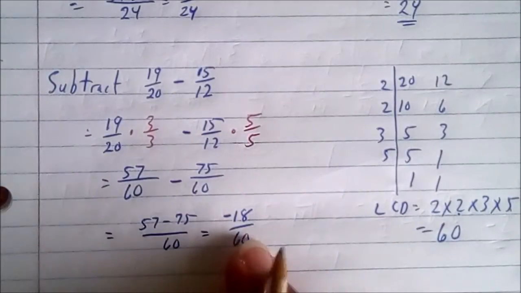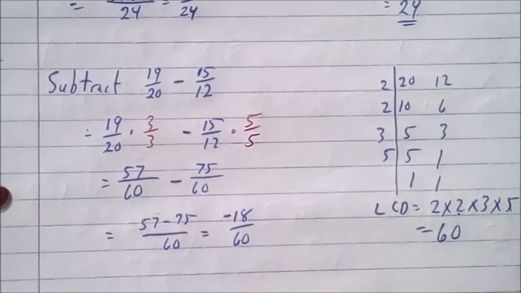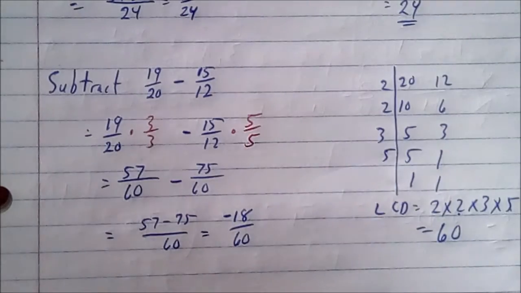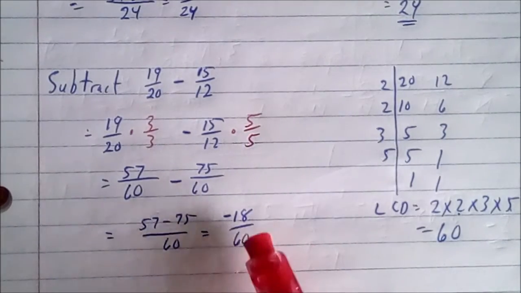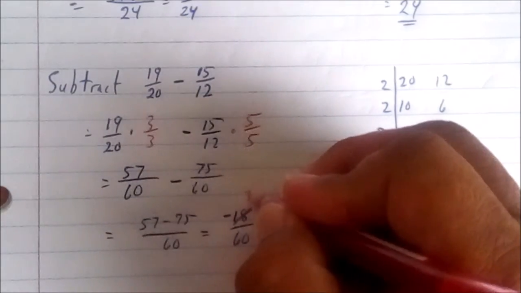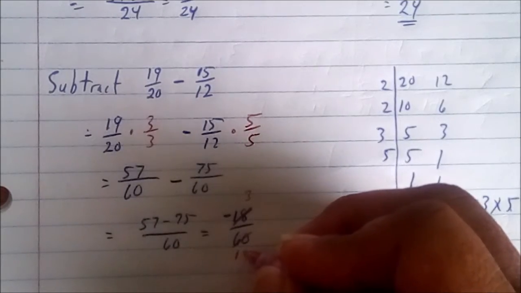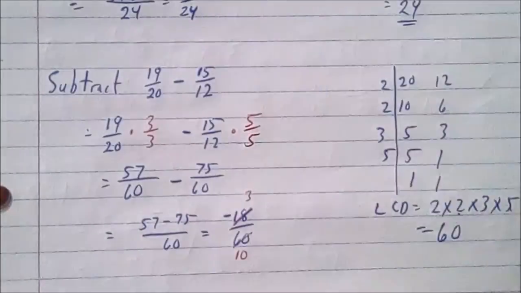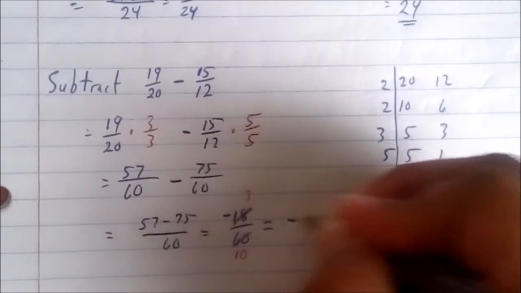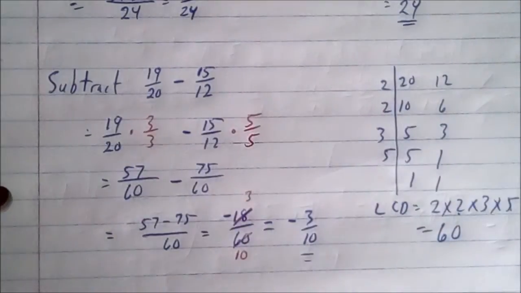Now this answer is not wrong, it's just simply incomplete because this answer can still be reduced to lowest terms. So we go by whatever number you can choose that can go in both of them. I could see 6 already available in both of them, so 6 into 18 is going to give me 3, and 6 into 60 is going to give me 10. So now my solution will be equals negative 3 over 10, and that's the solution for that one there. Okay, so that's not difficult.